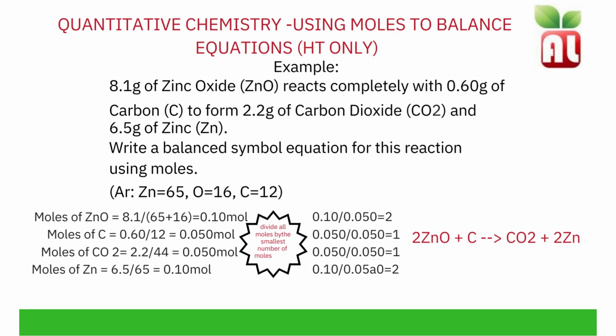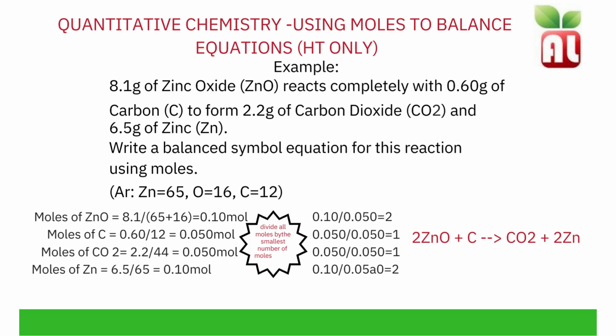Write a balanced symbol equation for this reaction using moles. First, we want to calculate the relative formula mass of any substance. Look at the relative atomic mass of each element from the periodic table. Zinc has a relative atomic mass of 65, oxygen 16, carbon 12.